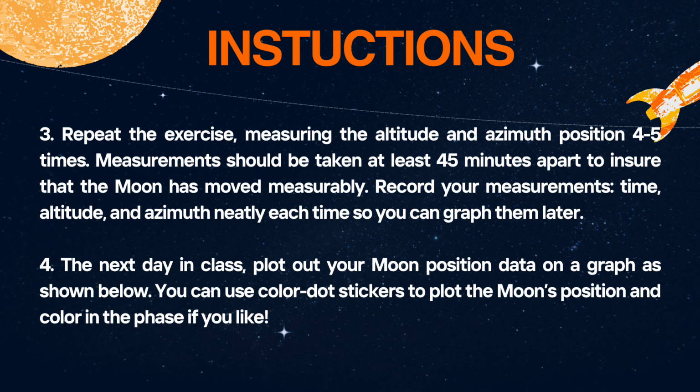Next is to repeat the exercise, measuring the altitude and azimuth position 4 to 5 times. Measurements should be taken at least 45 minutes apart to ensure that the moon has moved measurably. Record your measurements, time, altitude, and azimuth neatly each time so you can graph them later.